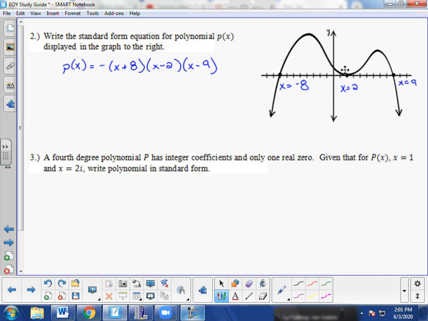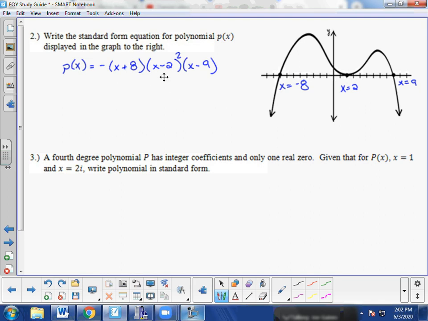The other thing that we may notice is that this graph bounces off of the axis at x equals 2 and passes through x equals negative 8 and x equals 9. So we don't know for sure the degree of the polynomial. You can start to figure out what that might be by the number of zeros. It has to be at least degree 4 because it has 3 zeros in the graph. But we do know that to pass through x equals negative 8 and x equals 9, those factors have to occur an odd number of times. To bounce off x equals 2, that factor has to occur an even number of times. So the x minus 2 has to be squared.